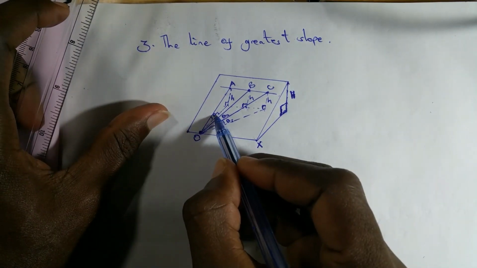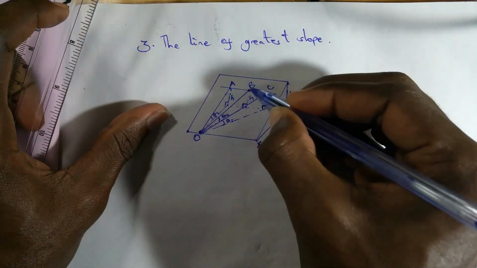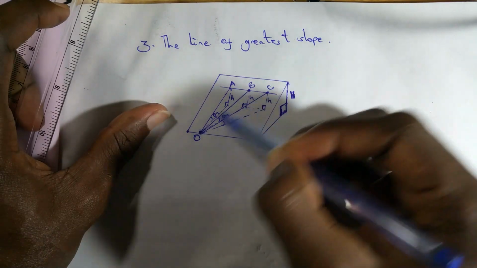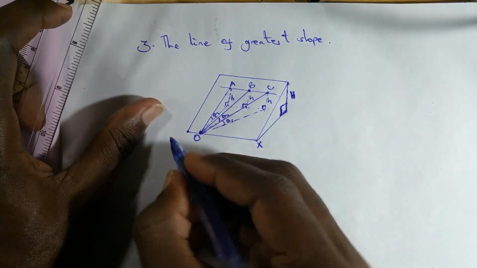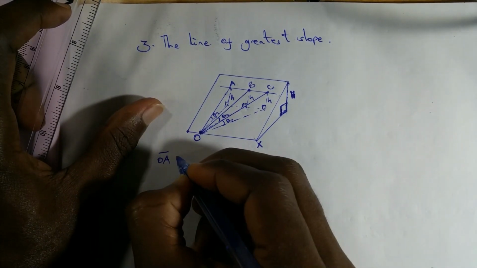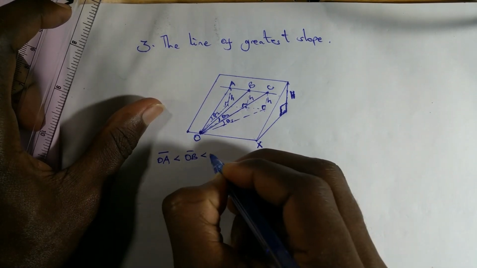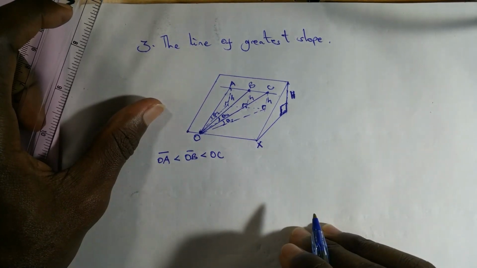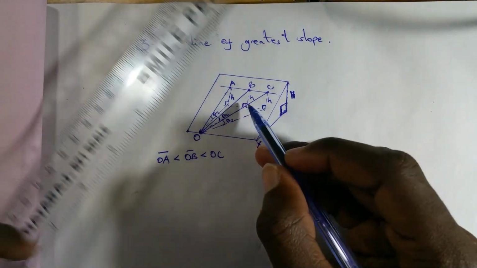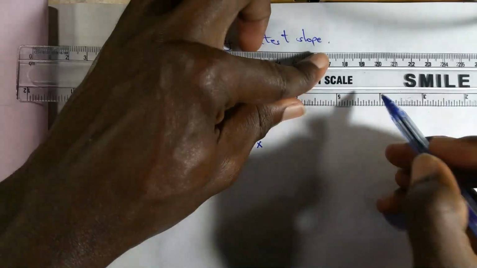Now let's consider this angle here. If you observe carefully, we see these lengths OA, OB, and OC, and this line is shorter than this other line. So we can say that line OA is less than OB and at the same time less than OC. Now if you want to understand that height properly, let me draw another one which can be easier to understand here.